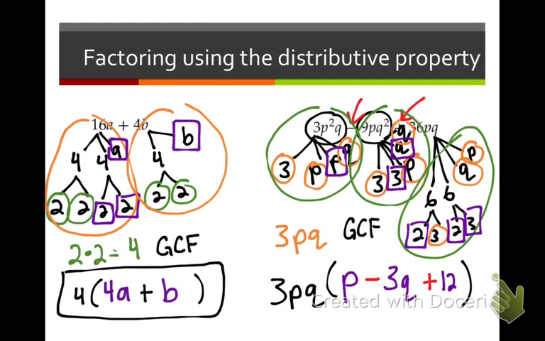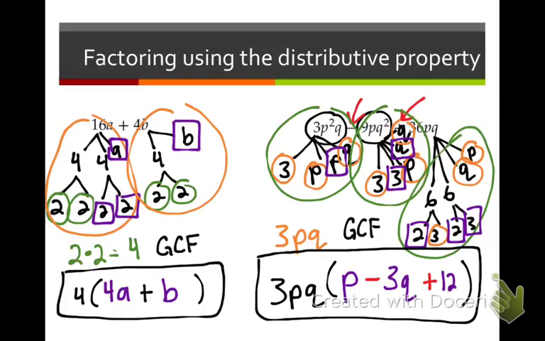And that right there is what I want you guys to do. That's called factoring using the distributive property. Alright, hope that wasn't too long.